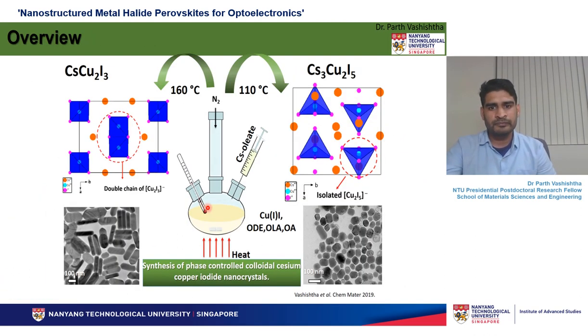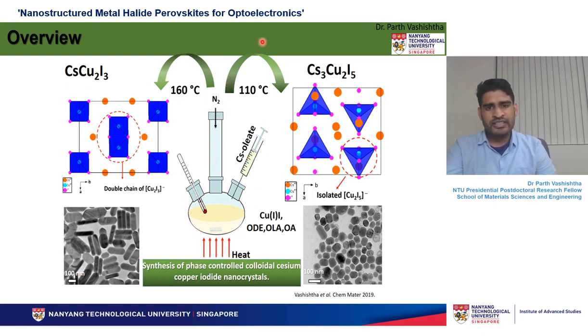So let's go one by one. How did we synthesize this material? We synthesized it by the hot injection route. As you can see clearly, we basically use the hot injection just by changing the temperature. We change the amount of ligand, which is octylamine, oleylamine, and oleic acid, and use copper iodide and octadecene as precursor and solvent. We inject the precursor at higher temperatures, like the cesium lead bromide synthesis.